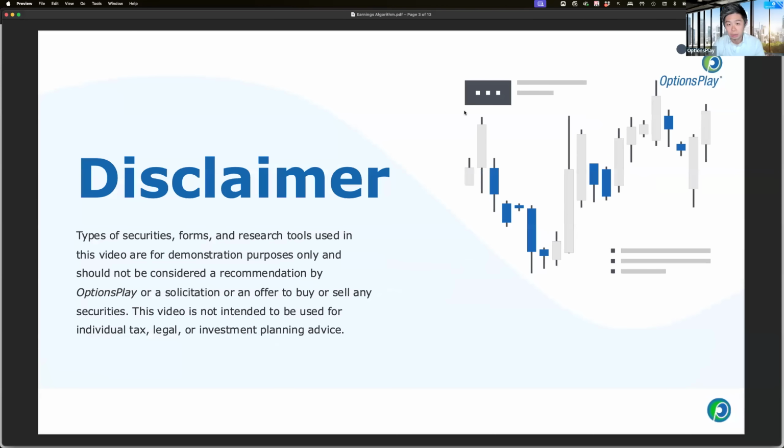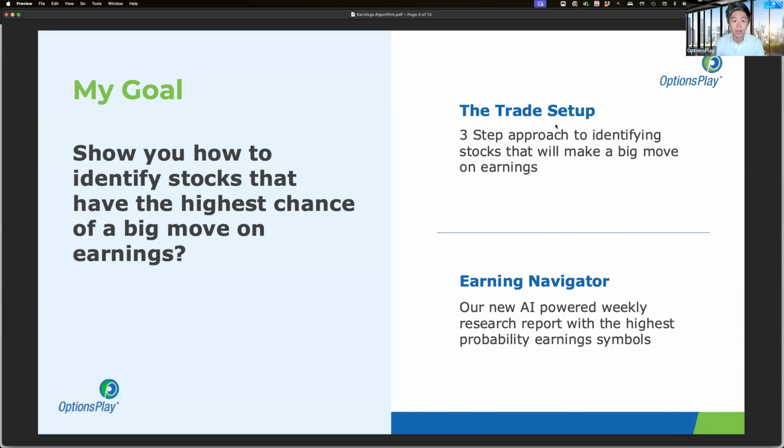Now, what we are going to discuss here today is purely for education and demonstration purposes. It is not a solicitation or recommendation to buy or sell any of the specific securities that we'll be using as examples during today's session. But my primary goal today is to show you how to identify stocks that have the highest chance of making a big move on earnings.